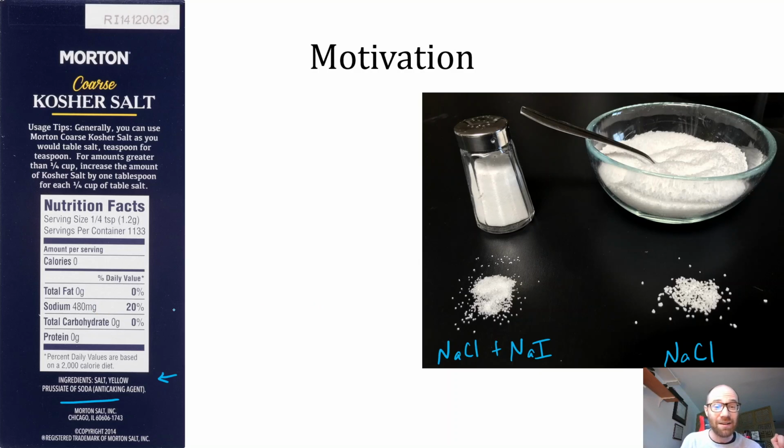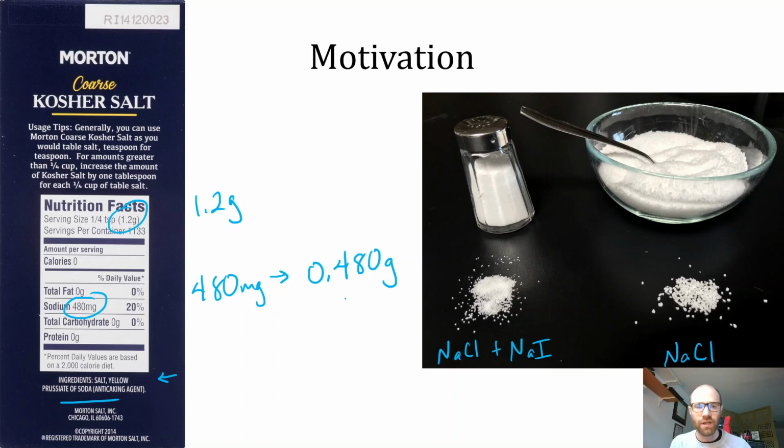I have a problem with the numbers because this is chemical quantities. It says here that your sodium chloride sample is 1.2 grams. And then down here it says 480 milligrams of it is sodium, which would be 0.480 grams if we do our conversion. Well, if I just said that the kosher salt is pure sodium chloride, or close enough to it, right? The yellow prussiate of soda is a very minor component.